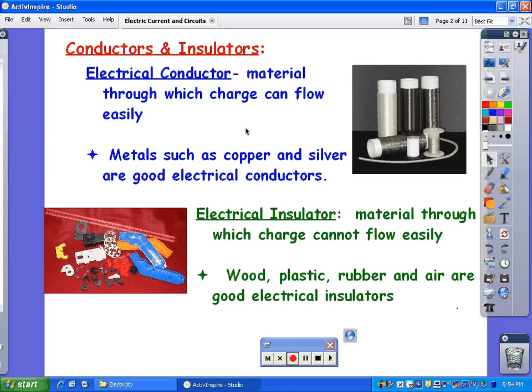Let's talk about conductors and insulators. A conductor is any material through which electricity will travel easily. Metals are basically your good examples. Copper and silver are good electrical conductors. Gold is a very good electrical conductor.